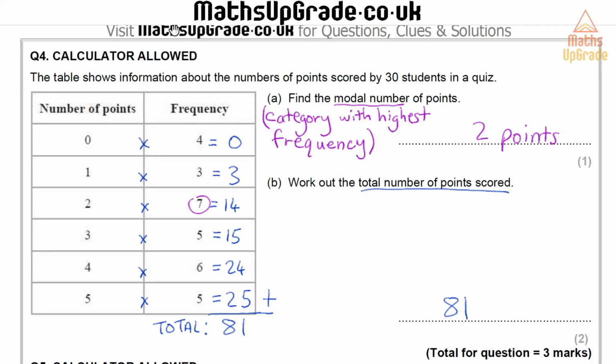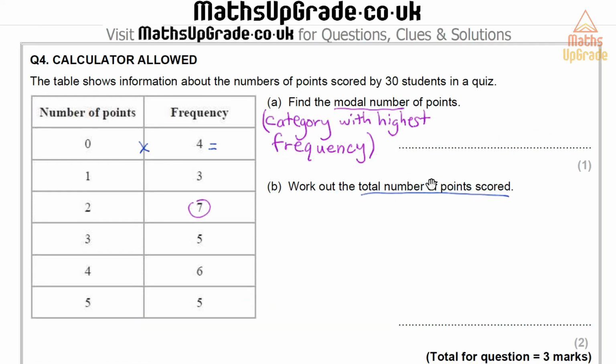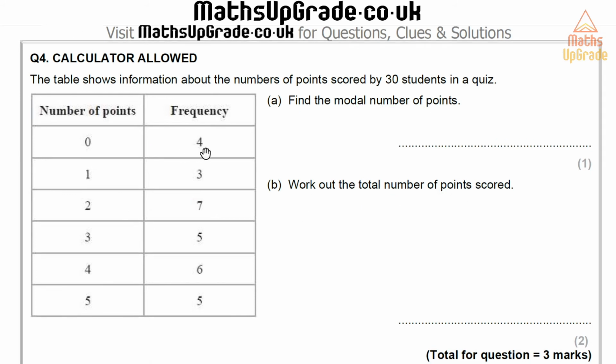Now we need to work out the total number of points scored. Well, these 4 people didn't score any points, so their total will be 0. These 3 people scored 1 point each, so their total is 3. These 7 people scored 2 points each, so their total is 14.